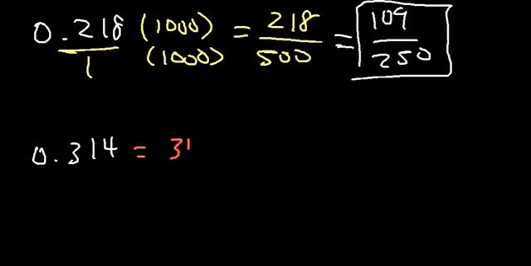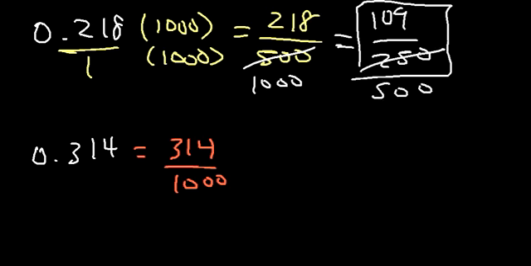So this is equal to 314 over 1,000. You know what? I messed up. This is supposed to be 218 over 1,000. And then this is supposed to be 500. I think I jumped the gun on that one.